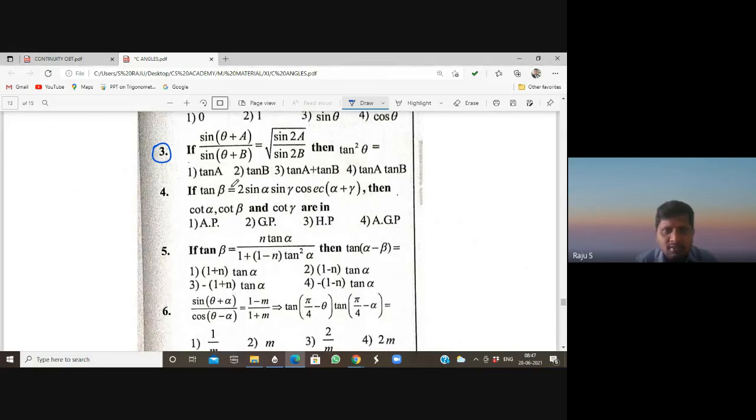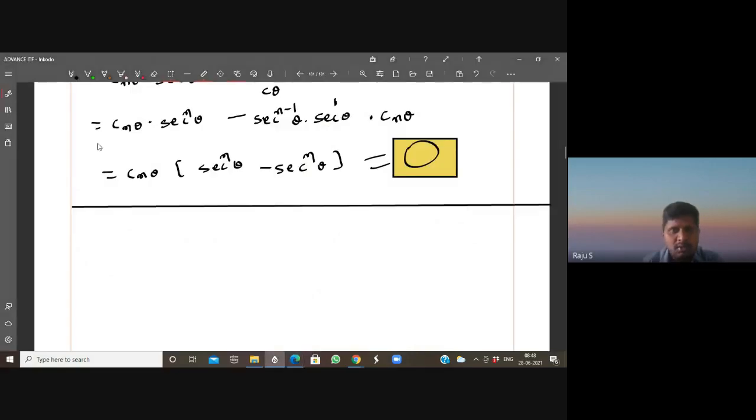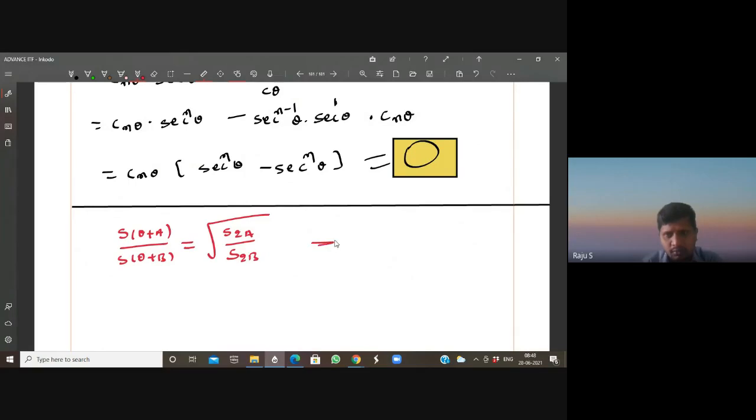Next, sine theta plus a by sine theta plus b is equal to this value. Then what is tan square theta? Okay, here it is simple. So tell me what is the given question. Sine theta plus a by sine theta plus b is equal to root over sine 2a by sine 2b, which implies what is the value we need to find here? Tan square theta.